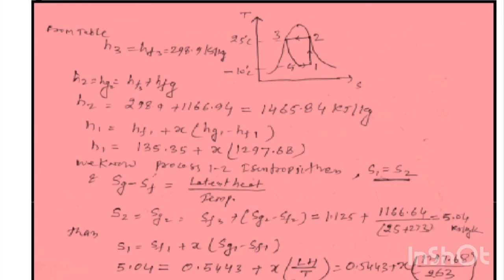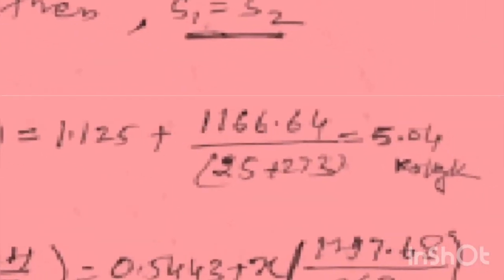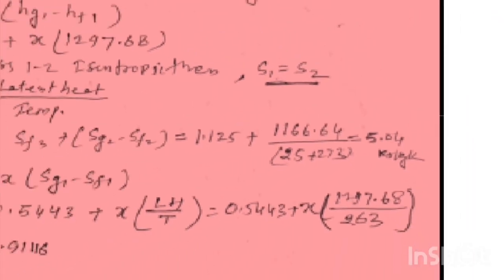Let's see. We know the process 1 to 2 is isentropic, so S1 equal to S2. And Sg minus Sf we also know as latent heat divided by temperature. So Sg minus Sf we find out with the help of this equation. So S2 equal to Sf3 plus (Sg minus Sf), and this will be latent heat divided by temperature. So we are doing it here: 1.125 plus latent heat at the high temperature divided by temperature, 25 degree. In Kelvin we need to put this, so plus 273. Then this comes S2 equal to 5.04 kilojoule per kg Kelvin.